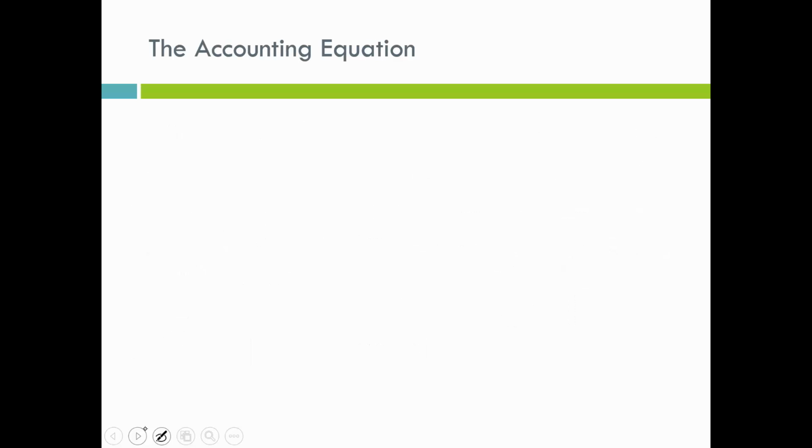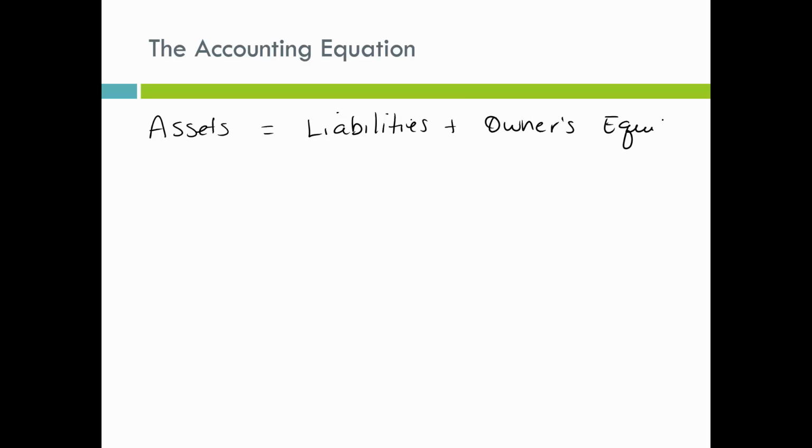Now, the accounting equation is fundamental to everything that we do in accounting, and this is going to work our way into what we're doing in the next chapter here. But the accounting equation says that assets equal liabilities plus owner's equity. Assets are things that we own, so cash, land, building, equipment, inventory, office supplies, anything like that that we own, that we have, cash being a big one.